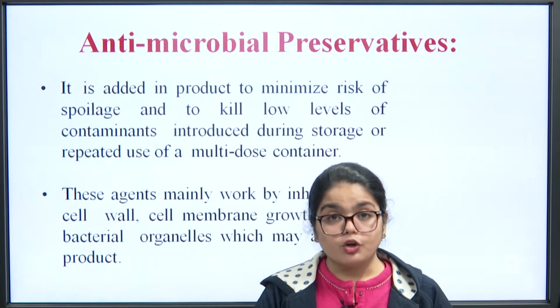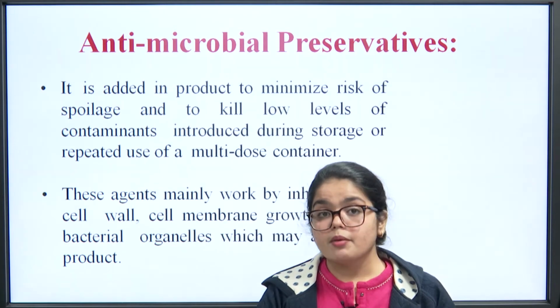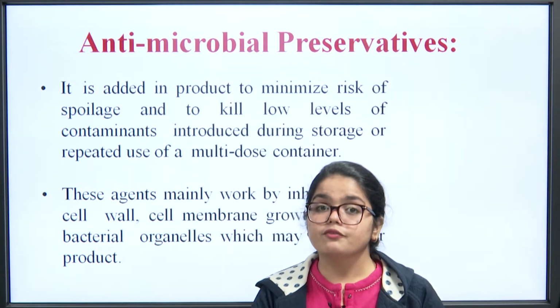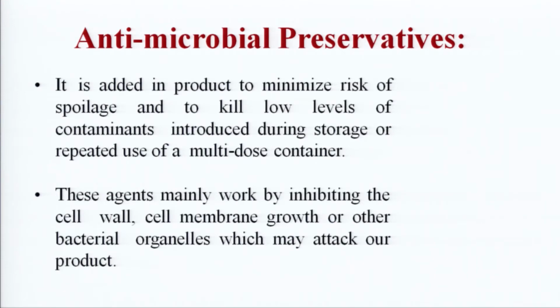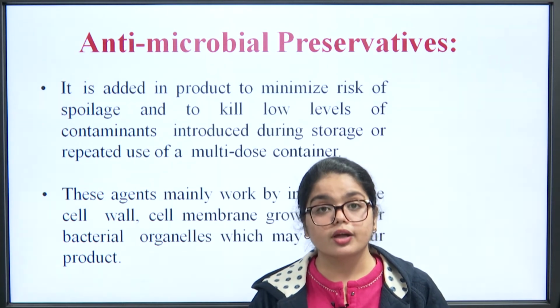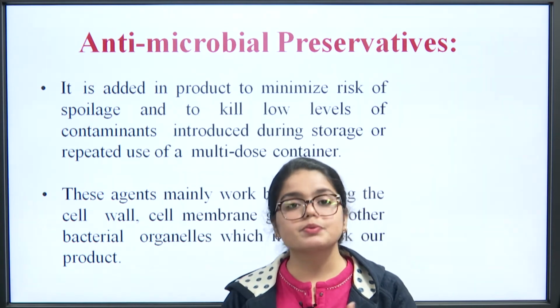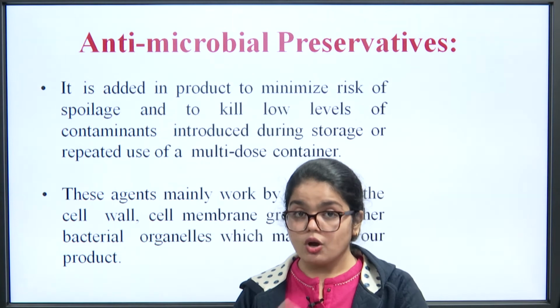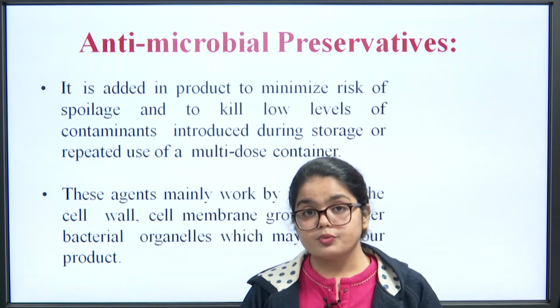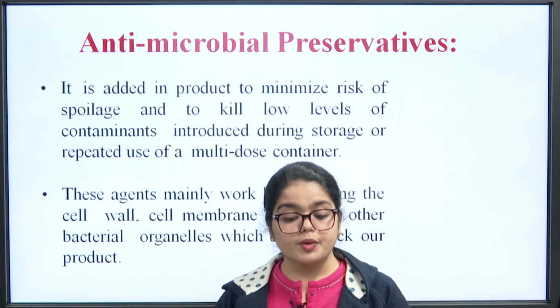So, when we talk about antimicrobial preservatives, these are added into the product so that the risk of contamination is minimized to a level which renders it fit for use. These agents mainly work by inhibiting the cell wall. Now, these are the methods by which these preservatives work. Either they can inhibit the cell wall formation, or the cell membrane growth. The cell wall is the outermost layer, and the cell membrane is the layer just beneath the cell wall. If the cell wall is not formed, the defense system of the particular microbe gets hampered. Then cell membrane growth is not there, or the other bacterial organelles which may attack our product.